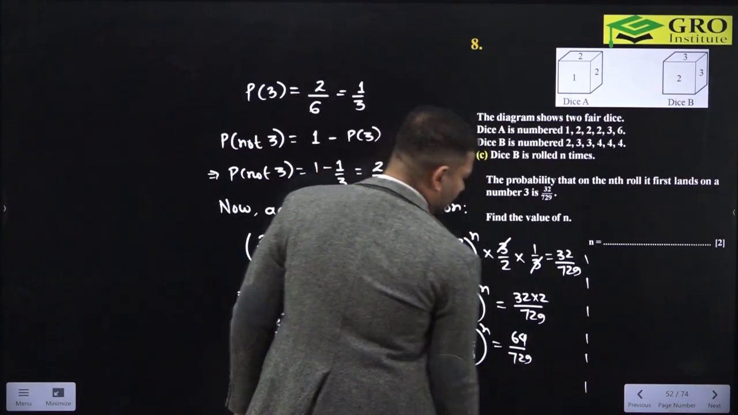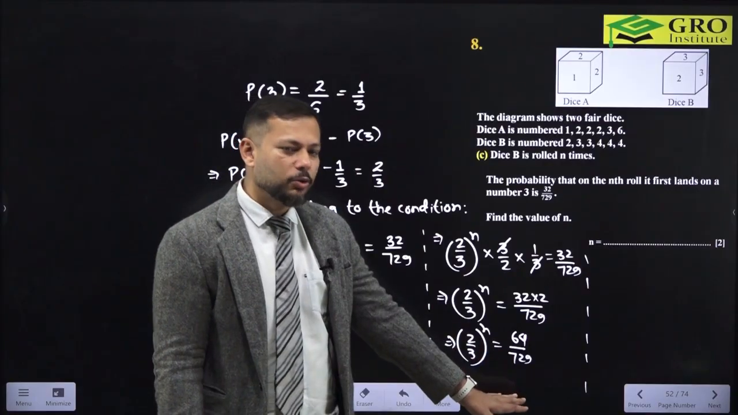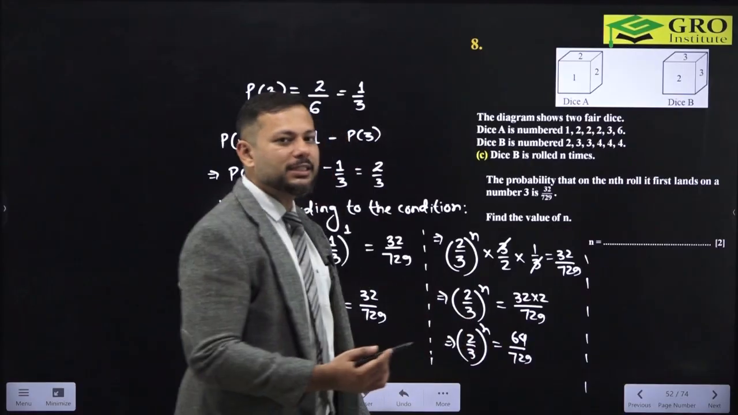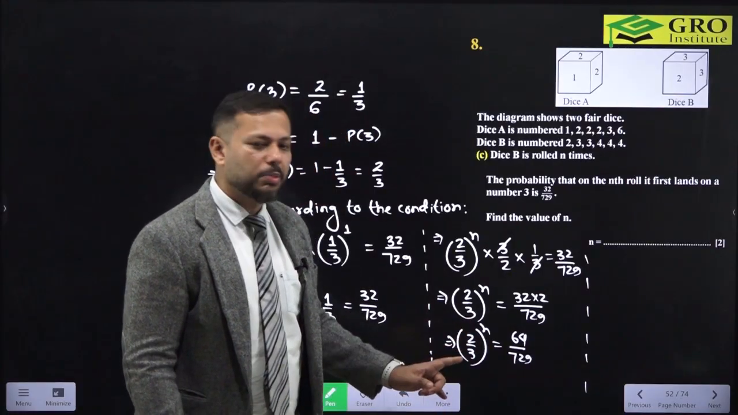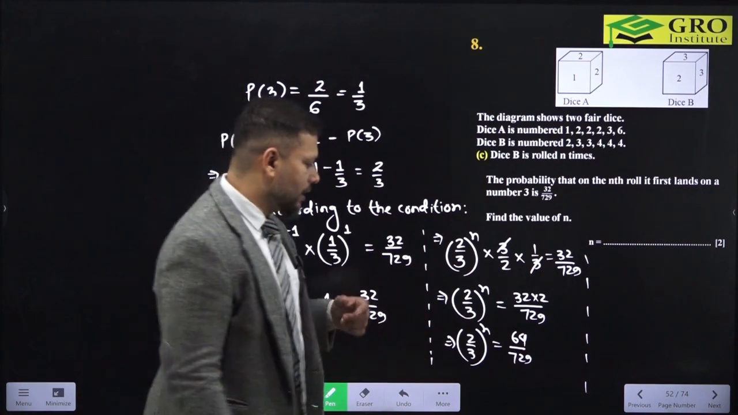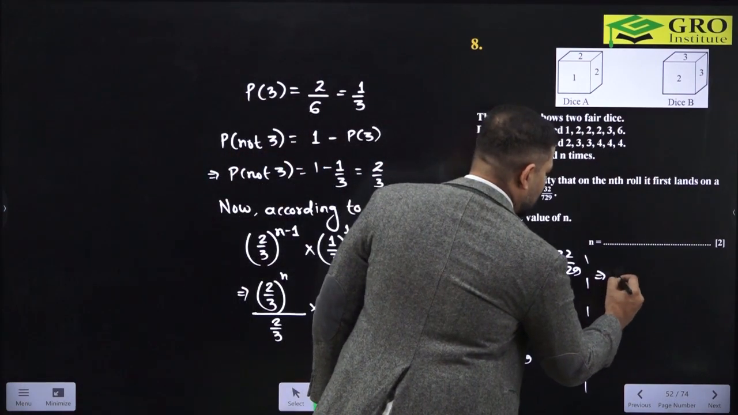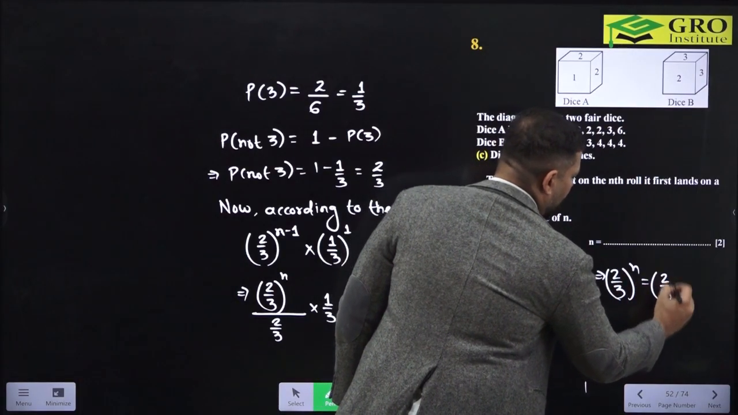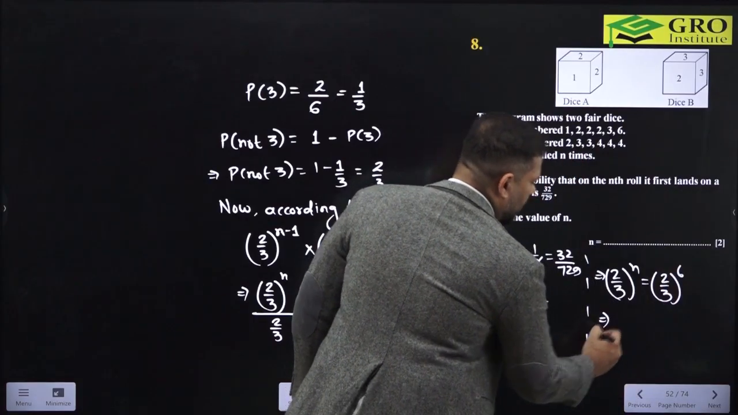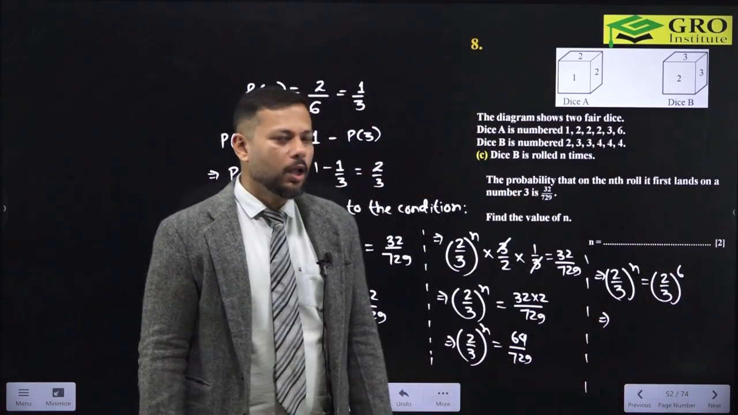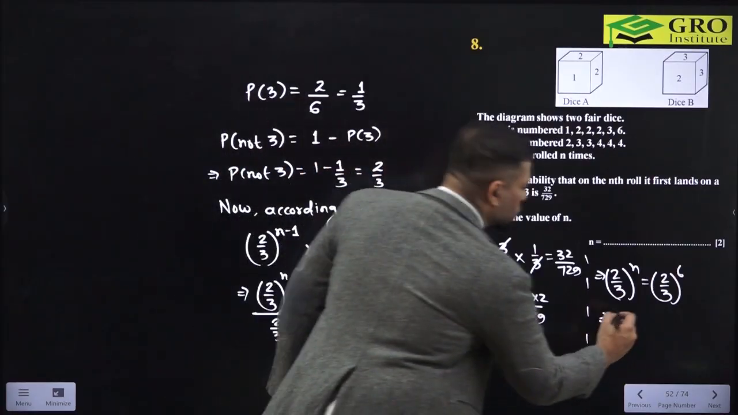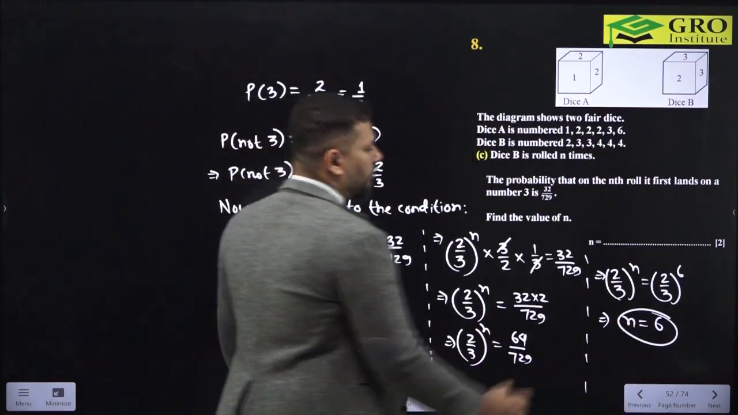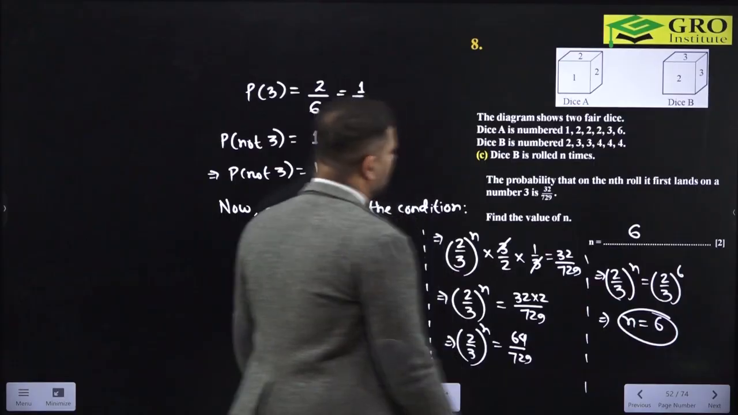So let us quickly get it. This 64 by 729, we can write it as the exponent of 2 and exponent of 3. We know that 2 raised to power 6 is 64 and also 3 raised to power 6 is 729. That is what we know about it. So we will write it as 2 by 3 raised to power n is actually equal to 2 by 3 raised to power 6. That means if both sides are equal, we will equate their exponents. So n comes out to be 6. This is our answer. The desired value of n is 6.